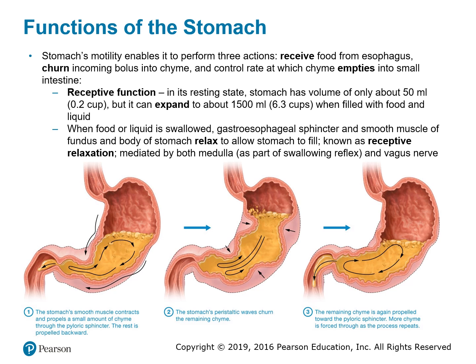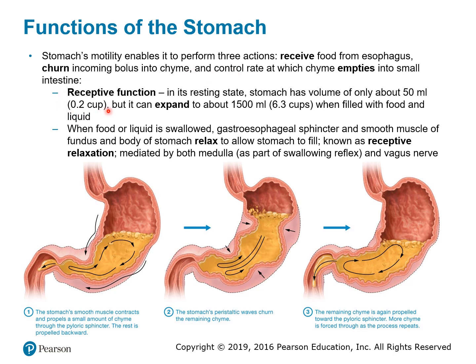So the functions of the stomach, like I said, include some type of motility, so there is some muscle contraction that helps with the even digesting of the food. There are three actions, which involve receiving food from the esophagus, churning it, meaning converting the bolus, which is solid, into chyme, which is liquid, and then emptying the chyme into the small intestine. It does this with a receptive function, meaning that when it's in a resting state, the stomach has a volume of about 50 mLs, about 0.2 of a cup.